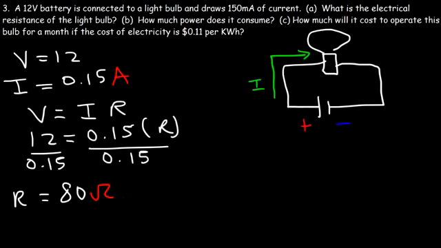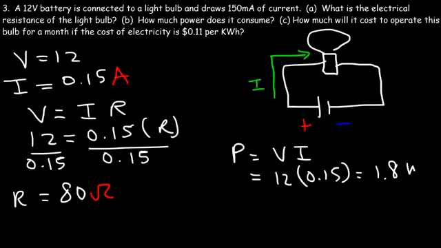Now, how much power does it consume? Well, we can use P is equal to VI. The voltage across the light bulb is equal to the voltage of the battery. That's 12. And the current delivered by the battery is equal to the current absorbed by the resistor. So that's 0.15. So 12 times 0.15, that's 1.8 watts.